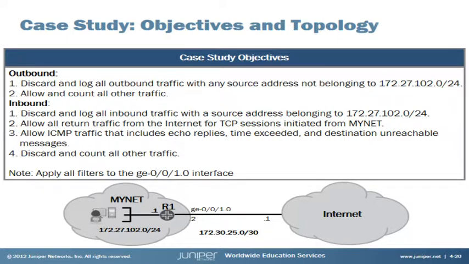So we're going to allow all return traffic from the internet for TCP sessions initiated from MyNet. So anything initiated in MyNet, we're going to allow return traffic for that. Allow ICMP traffic that includes echo replies, time exceeded and destination unreachable messages, and discard and count all other traffic, and apply the filter to GE001. Okay, let's look at how we do it.